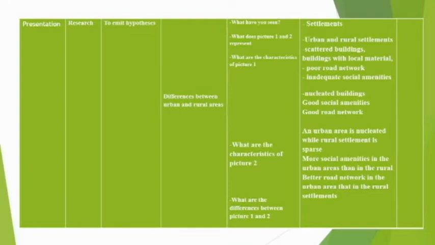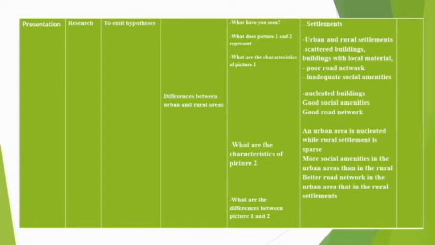Then the teacher goes on to ask another question at the level of research. What are the characteristics of picture 1? Let's assume picture 1 is a rural settlement. Learners will give you these proposed answers: scattered buildings with local material, poor road network, inadequate social amenities, and so on. There are many other characteristics that denote a rural area. They will give you as much as you keep on asking.